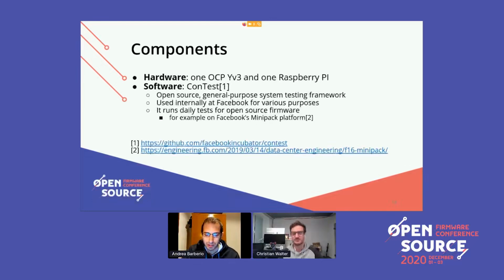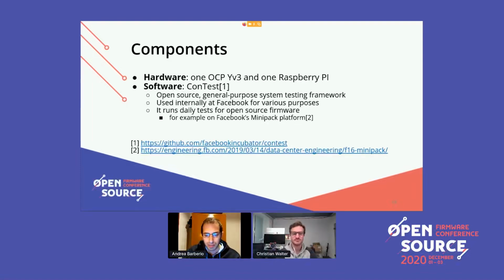I'm going to discuss our solution and describe the things that make up what we used for this demo. From the hardware side, we used two different machines: one Open Compute Yosemite v3 node with Delta Lake architecture, and one Raspberry Pi. In the next slides I will show how these are hooked up.